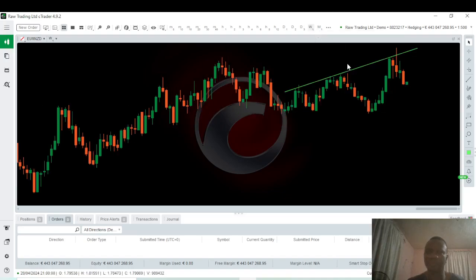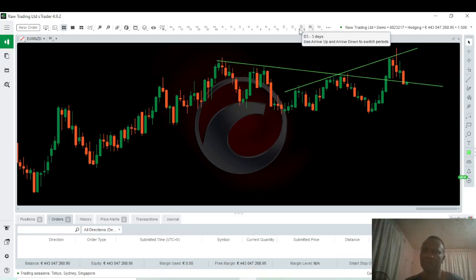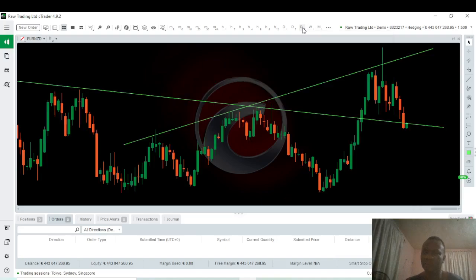Then I also have this other resistance down here. Now for the fact that price has broken this opposing trend line, that means price is ready to go. Then after that, go lower.